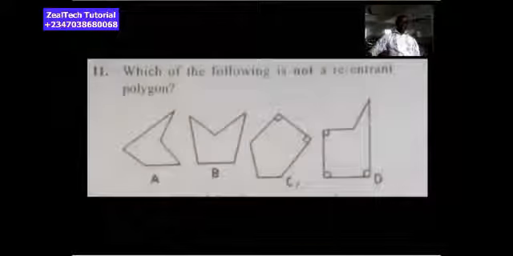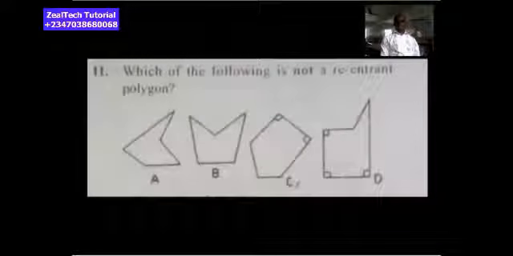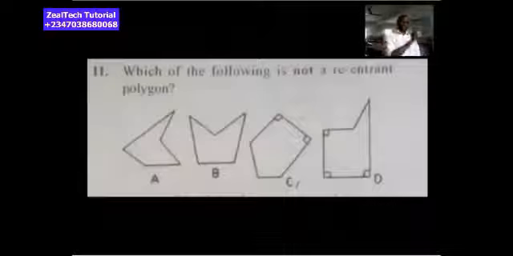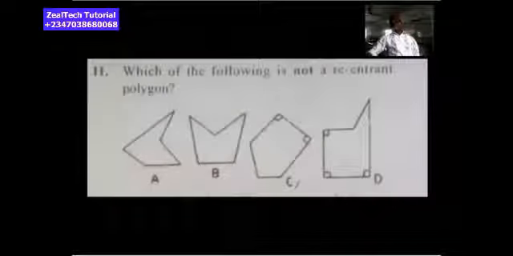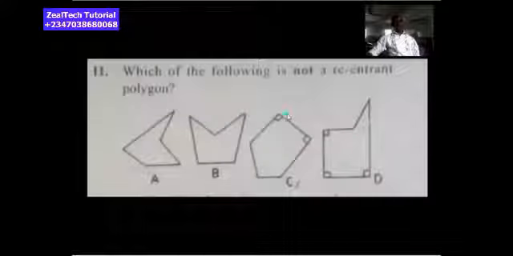Number 11. Which of the following is not a reentrant polygon? Any reentrant polygon will have a part of it cave into the object. Now, these are all pentagons, all of them. You can see that this one is caving here, this one caving here, this one caving here, but there's nowhere here where this object carved in. No part of this was bent inwards, thereby confirming C to be the only correct answer in this place.